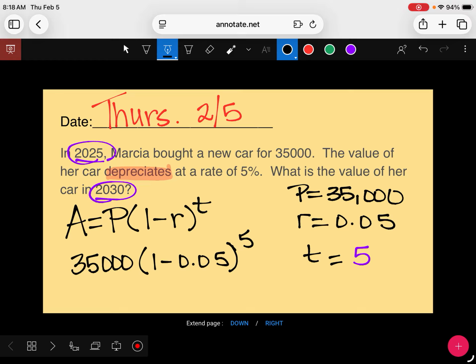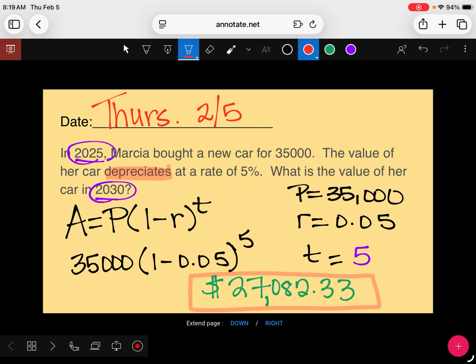5. All right, so you should get 27,000, and then it's $82 and about 33 cents. That would be my answer.